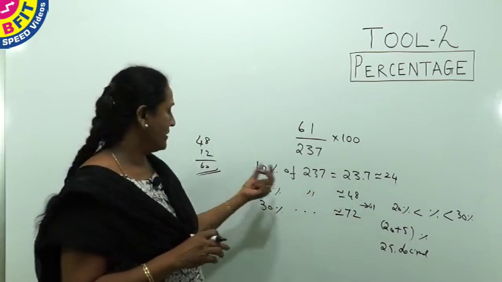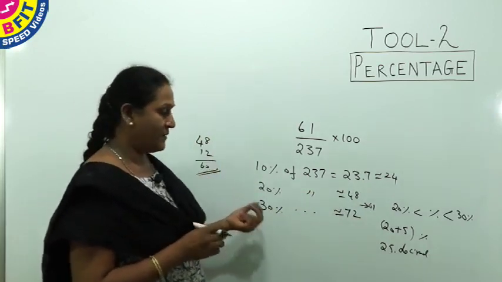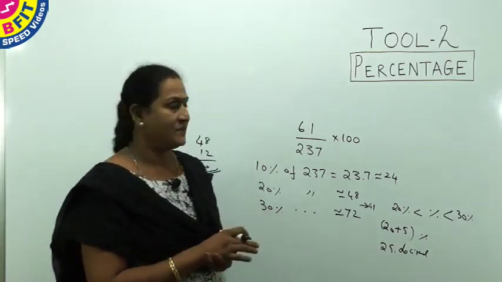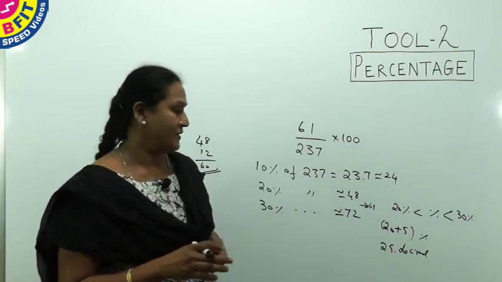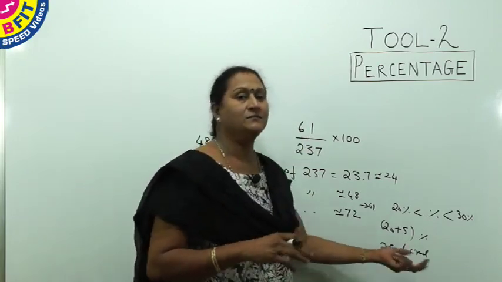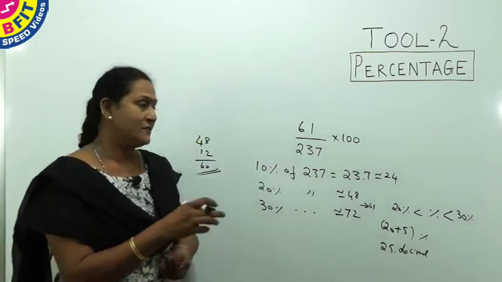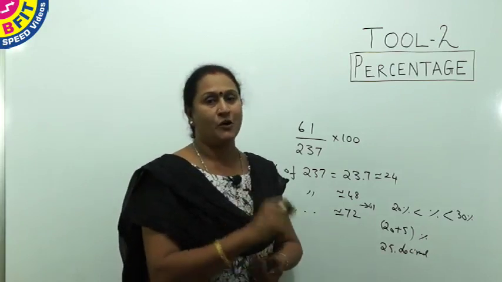So here when we check 5%, it is 12. So adding it is 60. So 25% we get as 60. We have a value 61, more than that. So choose the option which is 25% some decimals. And now we'll see how to find percentage when we have a single digit in the denominators.